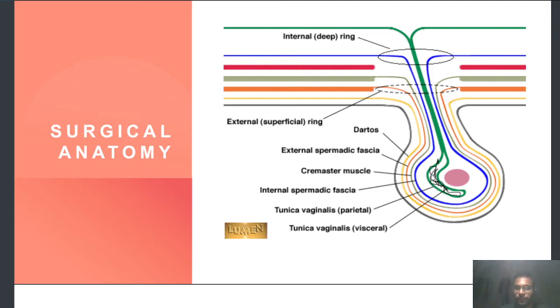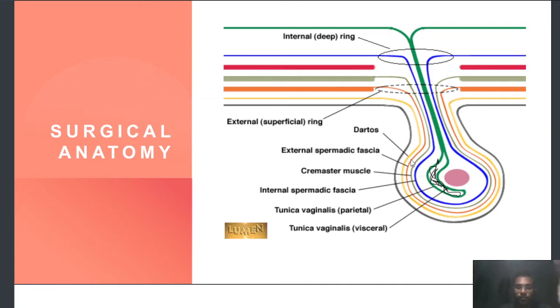on the outside. And after that, you have the internal spermatic fascia, you have the cremaster muscle, you have the external spermatic fascia, and then you have the dartos muscle. All of these layers actually cover the whole scrotal sac. You will learn about these in great detail in your anatomy lectures on the male reproductive organs.